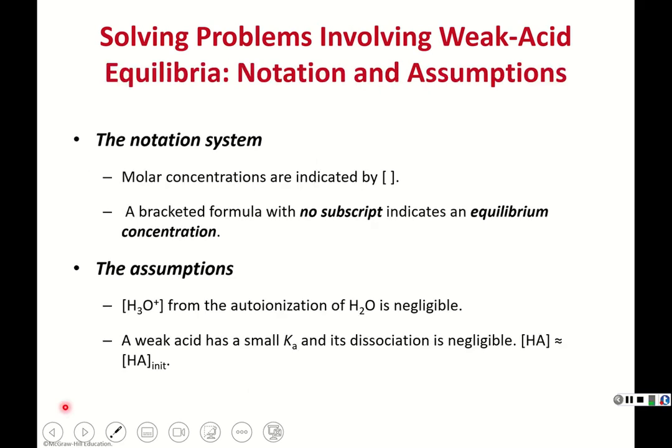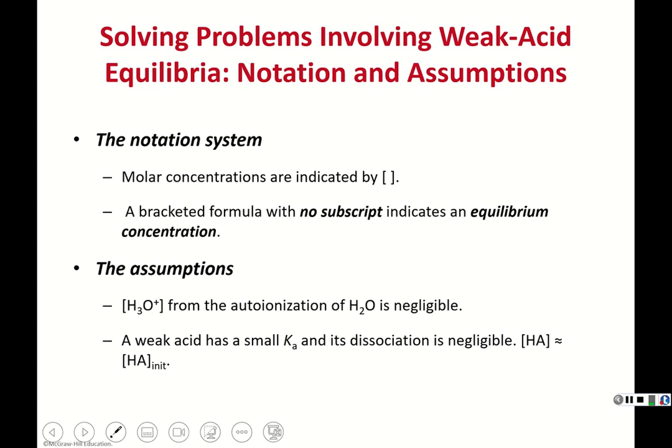So just a quick note on notation. Molar concentrations are indicated by these square brackets. Okay, so that's a concentration, and it's going to be in terms of moles per liter. A bracketed formula with no subscript indicates an equilibrium concentration. The H3O+ concentration from autoionization of water is negligible.